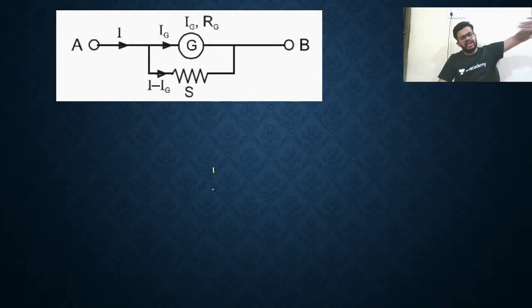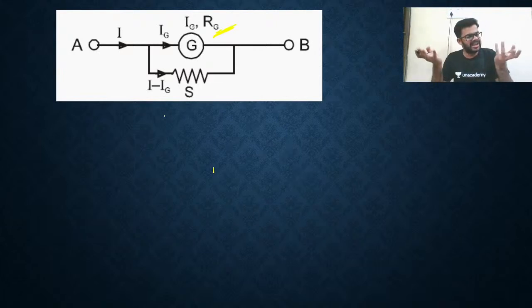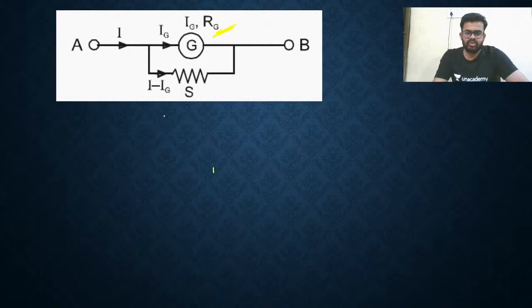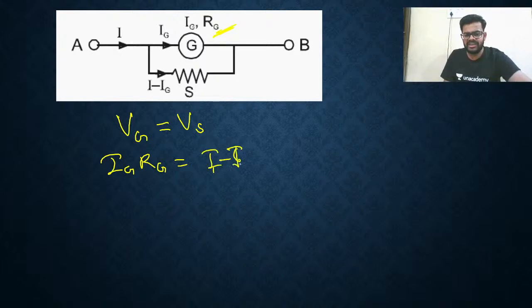Let's say current is coming towards the galvanometer, that is I, the total current. The galvanometer has some resistance, that is Rg. I don't know what that is, but in the question it will be given. So the resistance of the galvanometer is Rg and the current flowing through the galvanometer is Ig. The current flowing through the shunt will be I minus Ig. Both are in parallel, so the potential difference across the galvanometer is the same as the potential difference across the shunt. So you can write Ig into Rg equals (I minus Ig) into S.